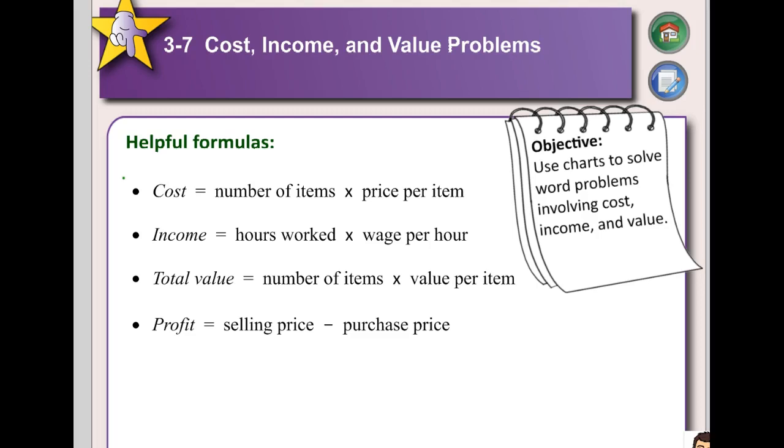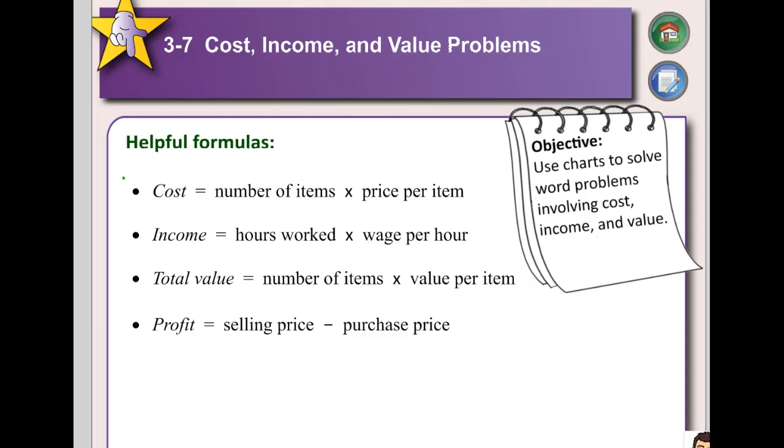Now, if I was talking about a cost problem, it says number of items times price per item. Well, let's say I went to Vons and I bought 10 candy bars at 50 cents a piece. 10 items times 50 cents a piece gives me $5. That's right. So that's how we take care of those.